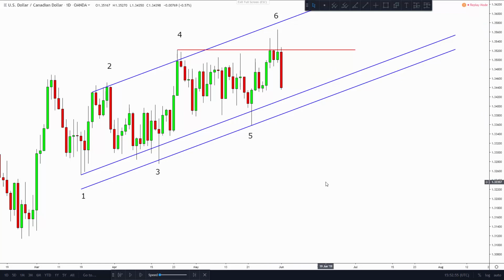Let's fast forward price action so we can see how the market interacts with this analysis, and to see if the ideas that have been laid out so far end up holding water.